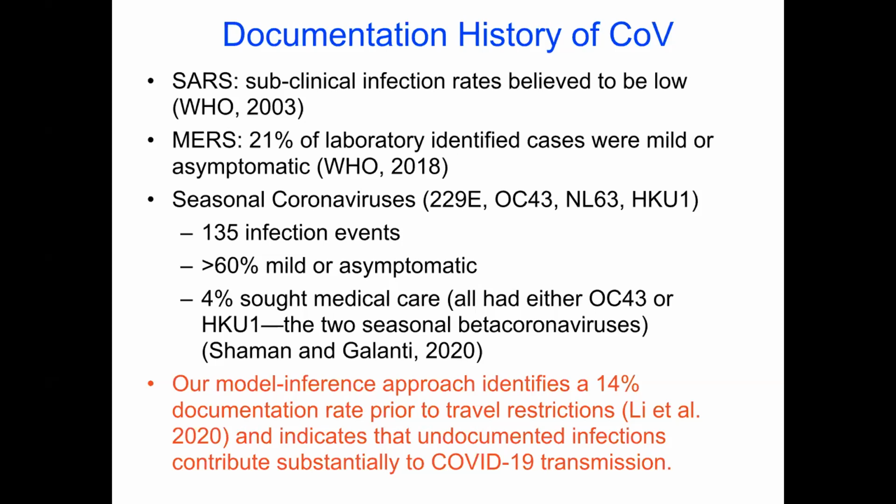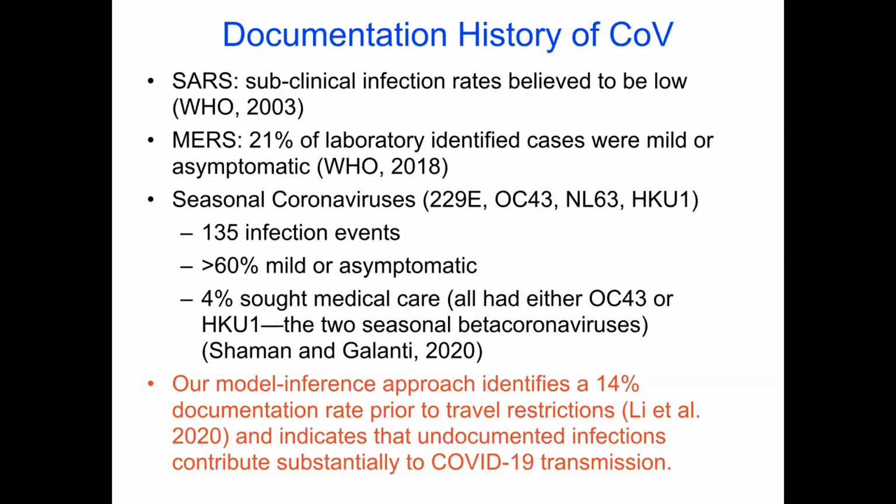MERS emerged in the 2010s, and it too was like SARS, but it also wasn't as transmissible. It did have some mild or asymptomatic infections that were undocumented. It's estimated about 20%, but it didn't transmit as well. So it wasn't able to get around as easily because of an innate characteristic of it not being as transmissible, and its transmission was more isolated to households and hospital environments.